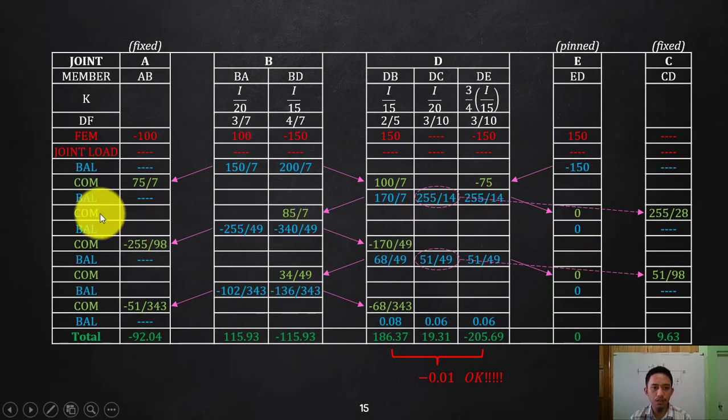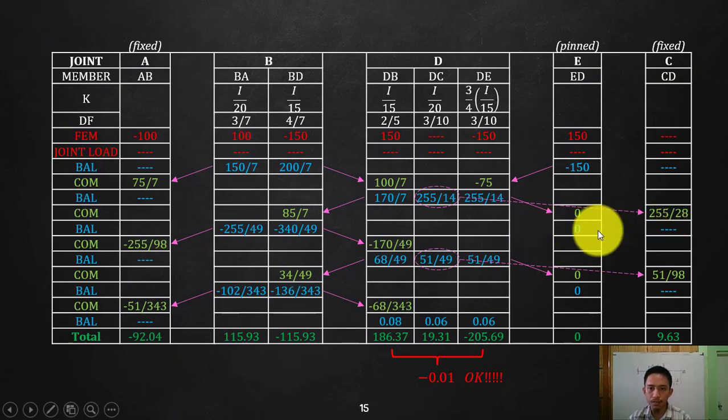So again, there is still a carry over, so we will not stop. There is now no existing moment at joint B, so balance that one again. Positive, so that will now be balanced by negative. Multiply there, this one. Multiply there, this one. And what else? This one, balancing that 0 is still 0. Do you need to balance that? No, because that is fixed. That will be carried by the support.